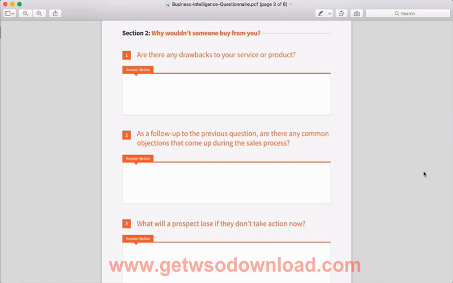Number 2, as a follow-up to the previous question, are there any common objections that come up during the sales process? Now, this doesn't necessarily have to be about benefits or features. Instead, it could be about something emotional, or it could be about something like the price is too high for me, or I have to talk to my wife or husband, something like that. You want to list all of those here.